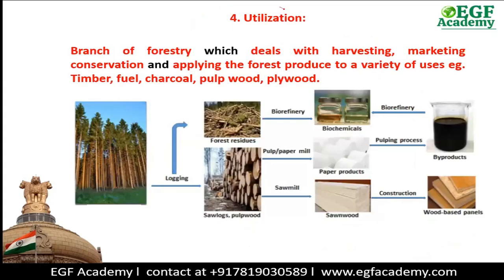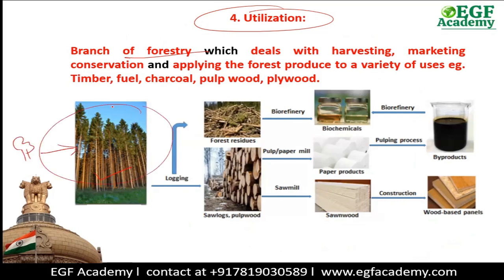Then there is utilization. This is the branch of forestry in which we have already grown the plants. We did the plantation, we applied all the techniques to grow the forest, and then we have grown a large forest. Now our plants are ready for harvesting, so we can use these plants for some purpose. That is the utilization part. Now we will harvest those plants and market them. Marketing, conservation, applying the forest produce to a variety of uses. So where can we use them?